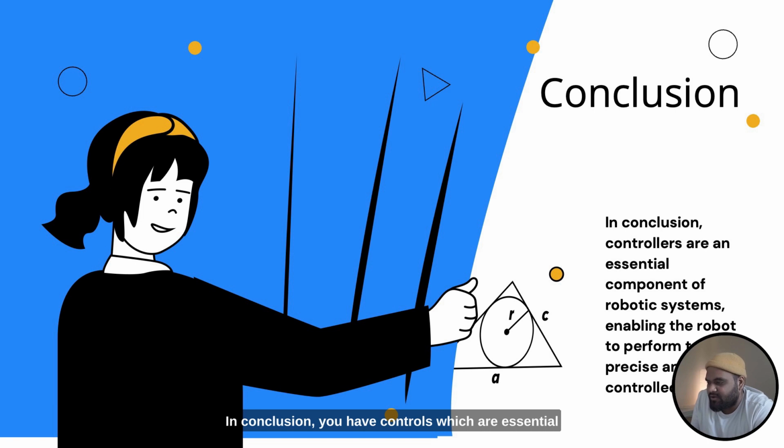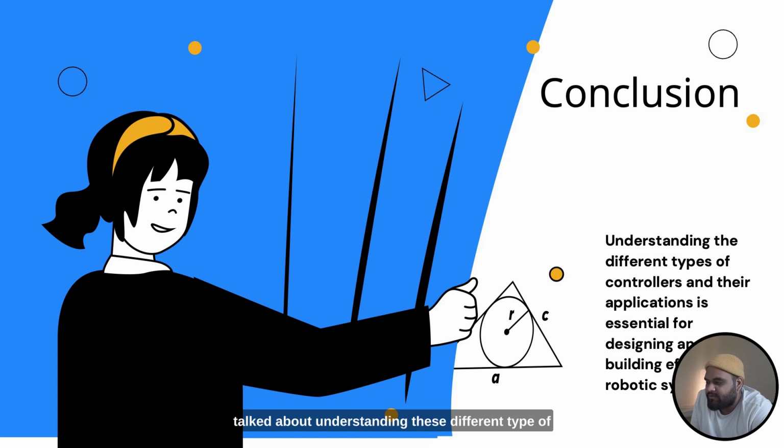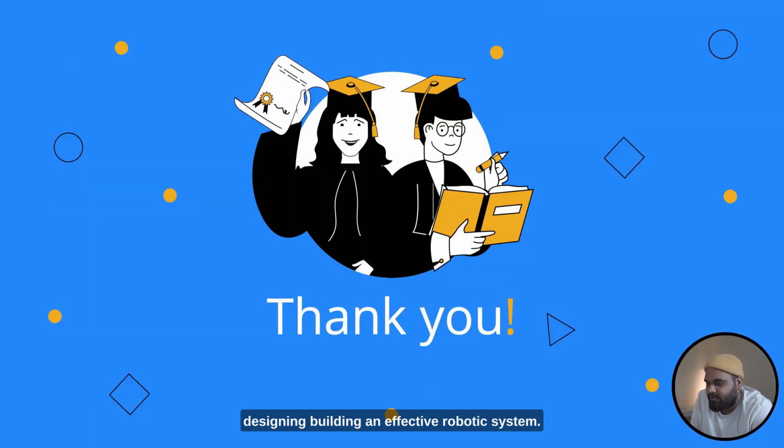In conclusion, you have controllers which are essential for robotics, enabling robots and platforms to take on a task and perform tasks in a very precise manner as well. There are several types of controllers, including PID controller, MPC, and fuzzy logic, which we talked about. Okay, understanding these different types of controllers and their applications is essential for designing and building an effective robotic system.